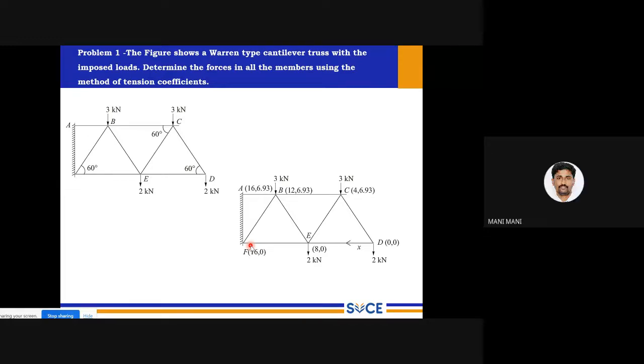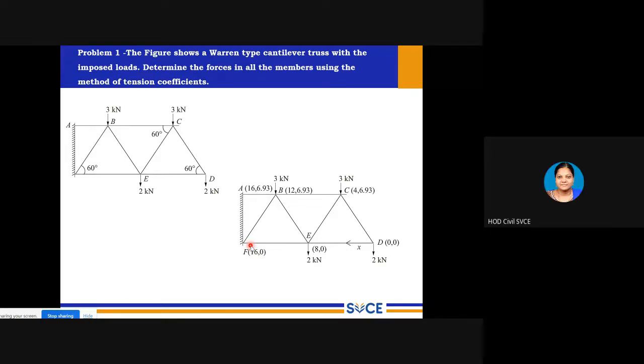Lesser connections. Pardon? Joint D. Am I not audible, sir? Yeah, joint D, madam. Joint D. Why, sir? Why joint D? Because two members are connecting, so we can identify easily.